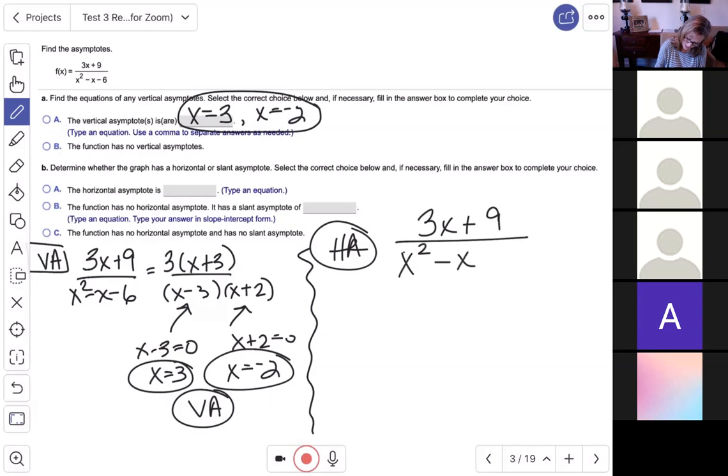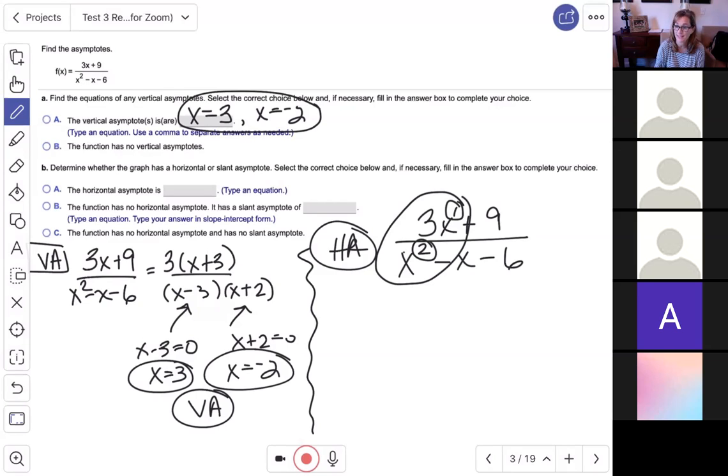Okay, so for horizontal, all you do is you look at the leading terms. And when I mean leading terms, it's the ones with the highest power, the x with the largest degree. So if it were out of order, I don't think that'll happen on the test, but if it were out of order, you choose the largest exponent. Okay, and what you do is you just compare the exponents. Okay, and there are 3 things that can happen.